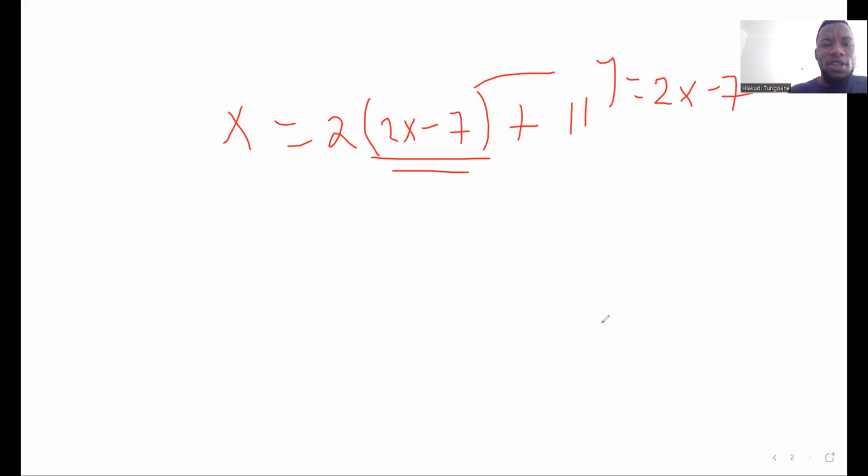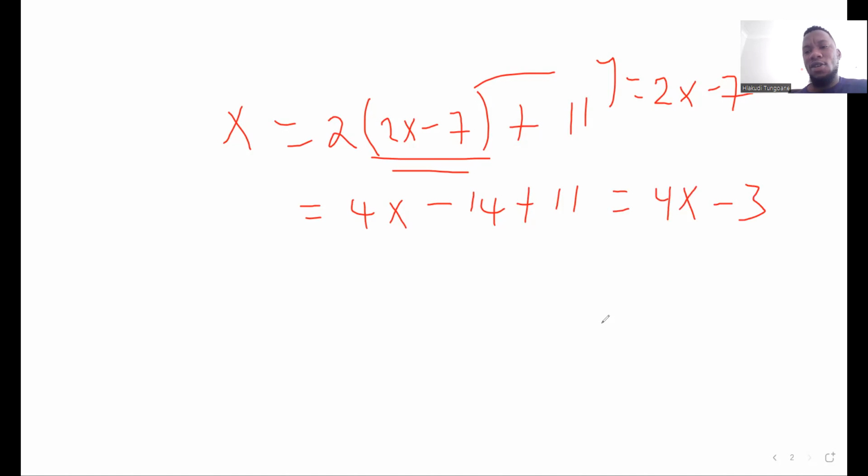Okay, so then, if you simplify here, you're going to have 4x minus 14 plus 11. So that's the same as 4x minus 3, right? So essentially at this point, this must equal x. So we need to bring the like terms together. If you take 3 to the other side, and then x, you're going to have 3 equals 3x. Therefore, x equals 1, right? Because you just divide by 3 on both sides.